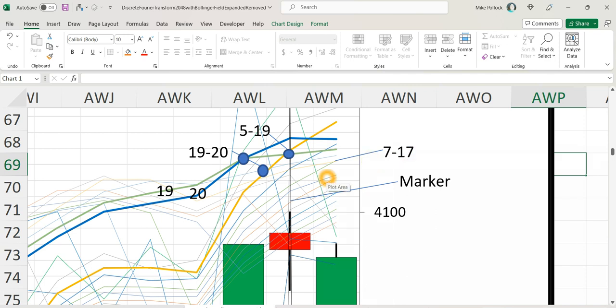I don't know where the 18 is. Let's see. There's the 18, and you see it doesn't have a connector to it, so it skipped the 18. So you can't really tell from the candlestick what lines are going to determine it. There doesn't seem to be a consistent pattern.